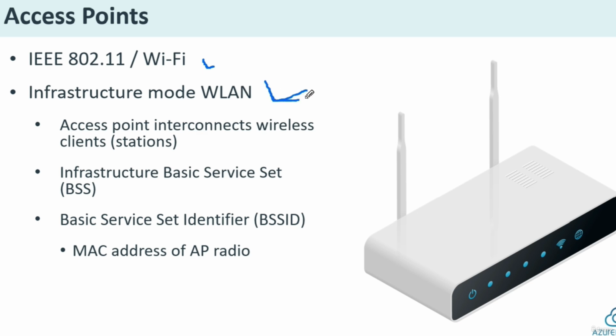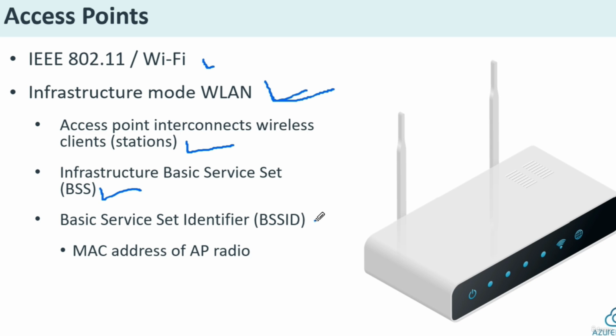Infrastructure mode WLAN. It is a wireless network where devices like stations are connected through an access point instead of directly to each other. Access point interconnects wireless clients. Here, the access point acts as a central hub, linking the Wi-Fi devices like phones, laptops to the network. Infrastructure Basic Service Set, that is BSS, is a single access point and its connected wireless devices forming the basic network unit.